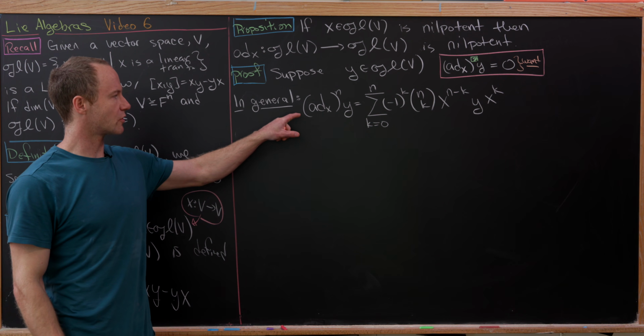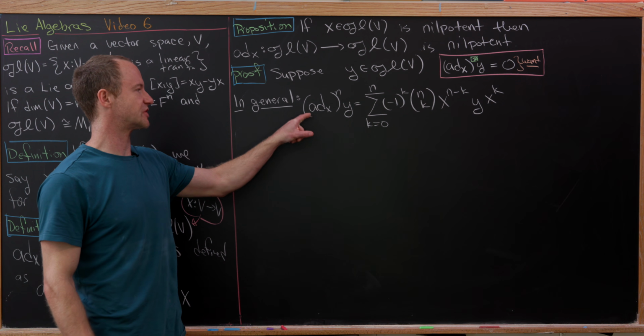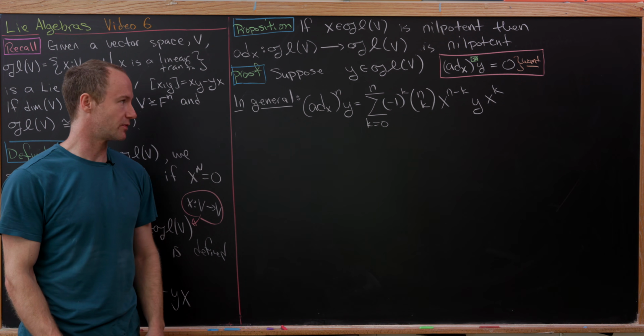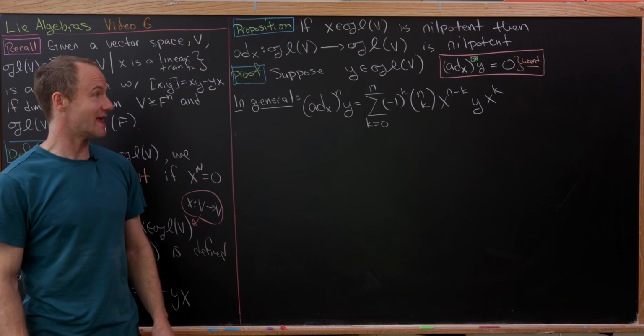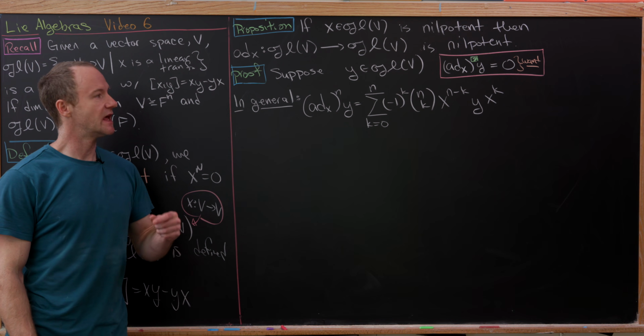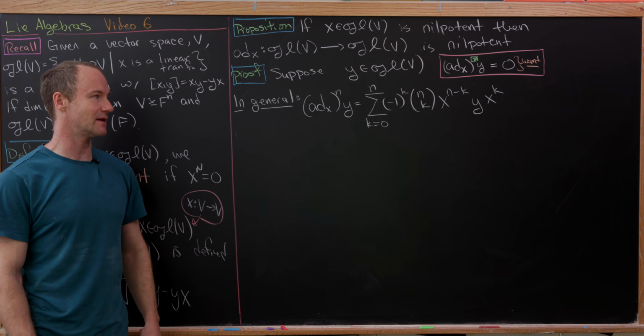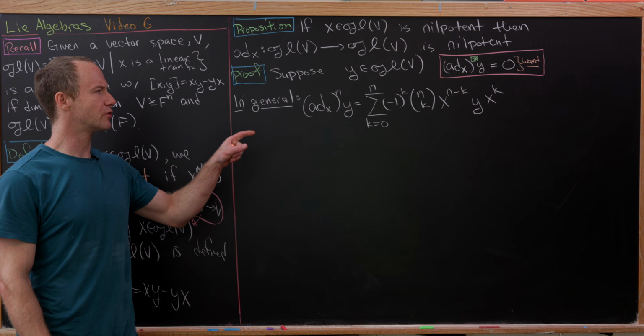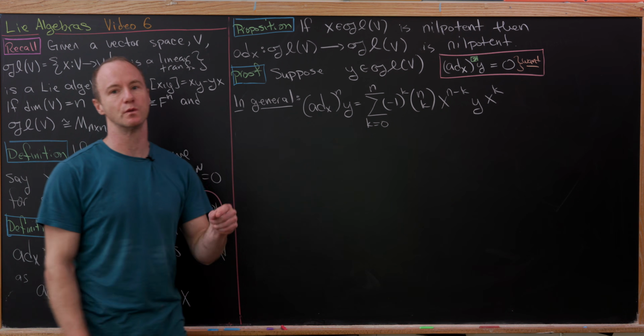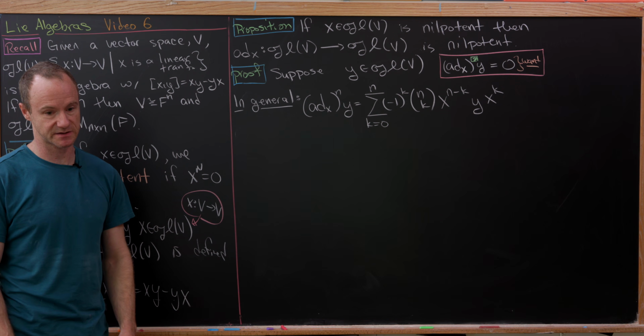Okay, so in general, we'll have the following expansion of ad x to the n power applied to y. So notice it's the sum as k goes from 0 to n of minus 1 to the k, n choose k, we have x to the n minus k times y times x to the k. And I won't prove this, but maybe proving this by induction will be one of the homework exercises.